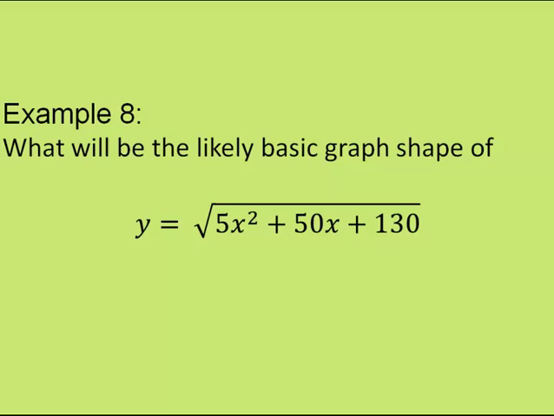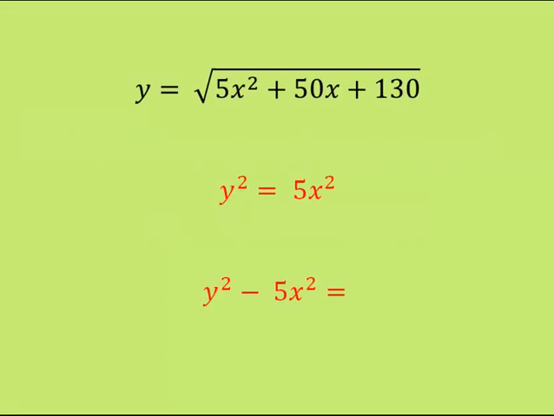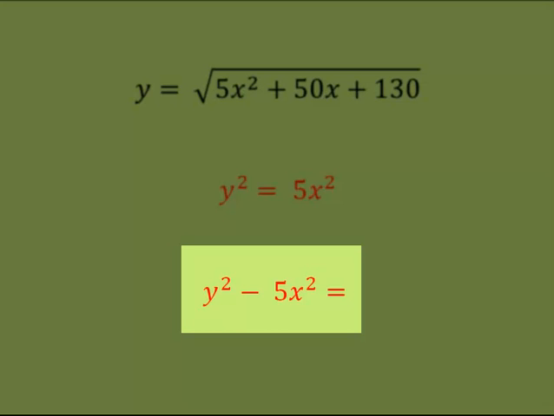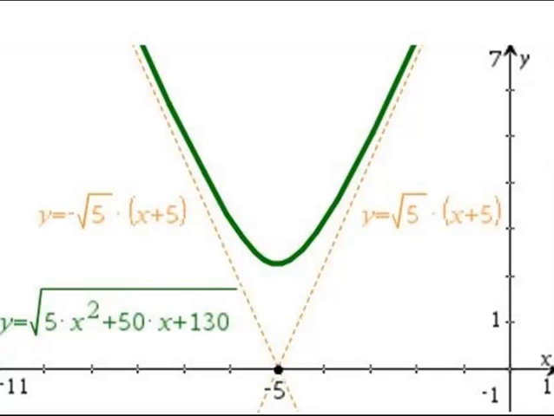Example 8. What will be the likely basic graph shape of this function here? You notice the essence of it, and that is y equals the square root of a quadratic expression in x. Begin the mental process. Square both sides. Keep track of just the x squared and y squared terms. Move the term over to the y squared term side. They have different signs for coefficients. You're thinking initially hyperbola. The radical sign has you thinking crop to half a hyperbola. Half hyperbola is indeed the case.